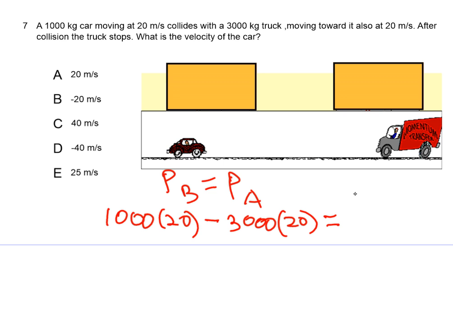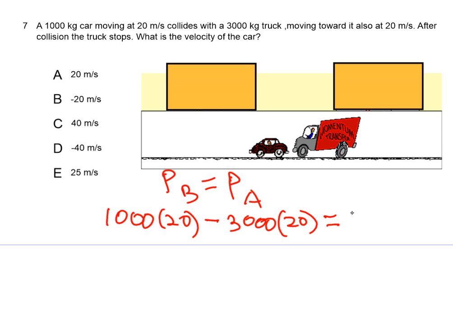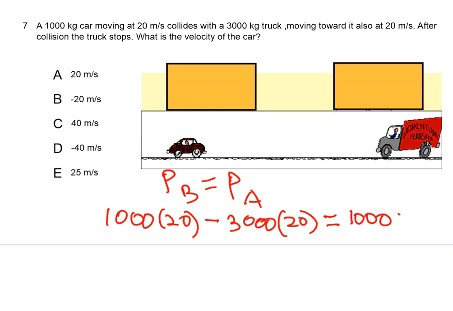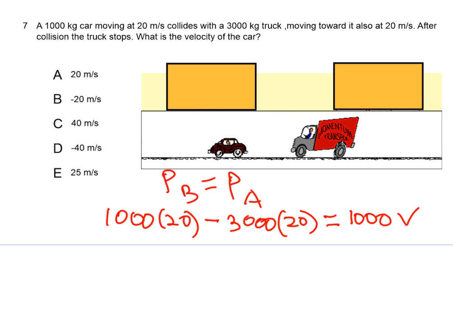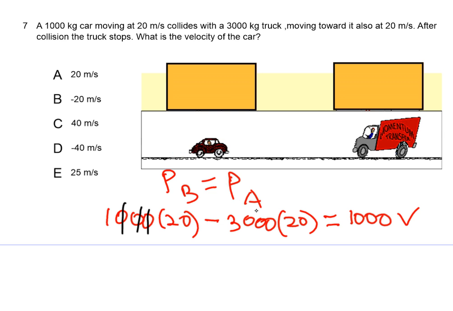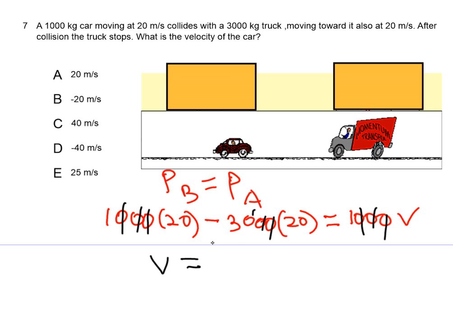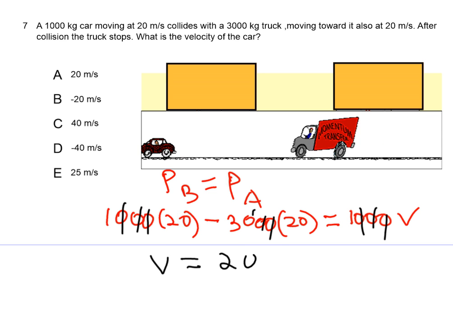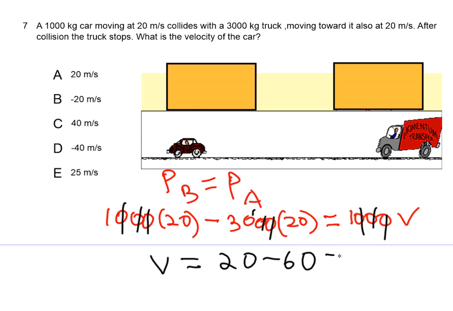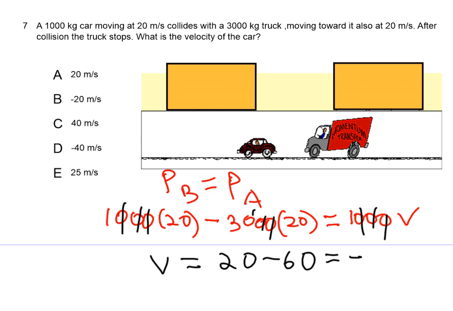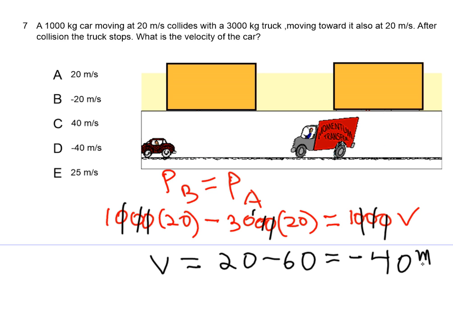Since the Volkswagen has all the momentum after collision, it will be just the mass of the Volkswagen times its velocity. Now, to solve this equation, first of all the thousands cancel off, so we can see that v is equal to 20 minus 60, which is equal to minus 40 meters per second.